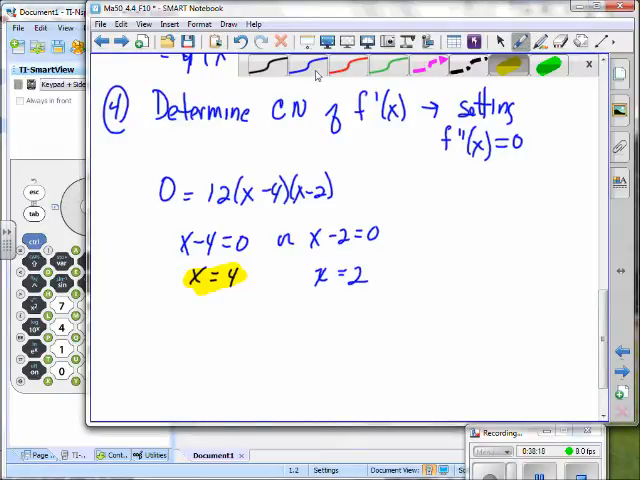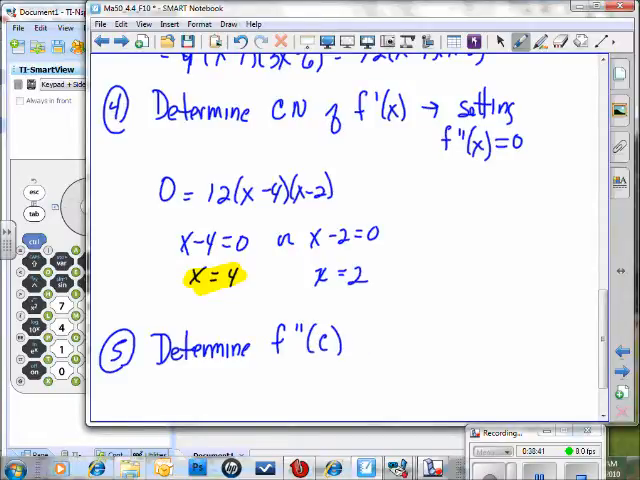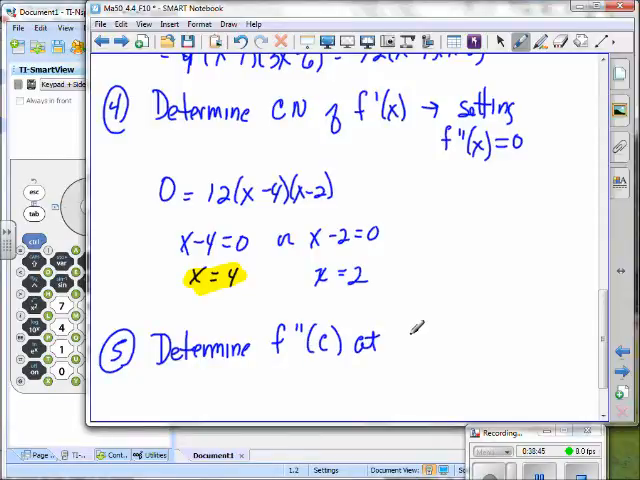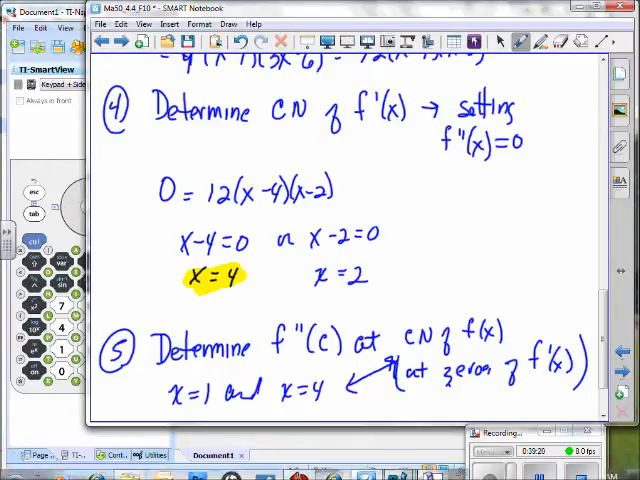Now, I'm going to show you one more thing before we finish this up. The last thing we're going to do is determine the second derivative at the critical numbers of the function. In other words, at the zeros, let's put it that way, the zeros of the first derivative. So we've got critical numbers of the function. Those critical numbers of the function were x equals 1 and x equals 4. These are the critical numbers of the function, way up here.